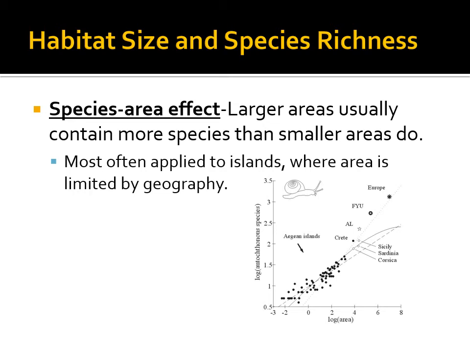Species area effect. This shows that larger areas usually contain more species than smaller areas do. That tends to make sense. This is most often applied to things like islands, where area is actually limited by geography. So chances are if you run across two different islands and one island is significantly bigger than the other, then the bigger island is probably going to have a larger number of different species than the smaller island. That might not always be the case, but that tends to be a pattern that we see a lot in ecology.